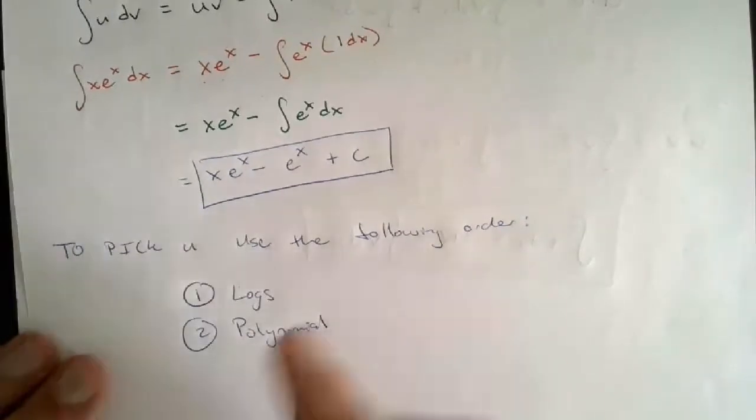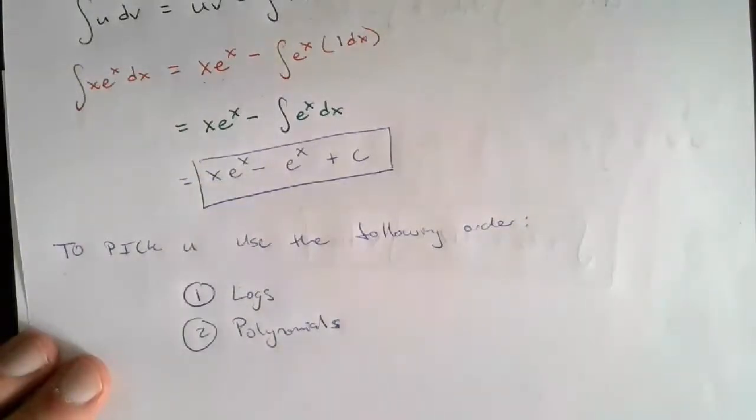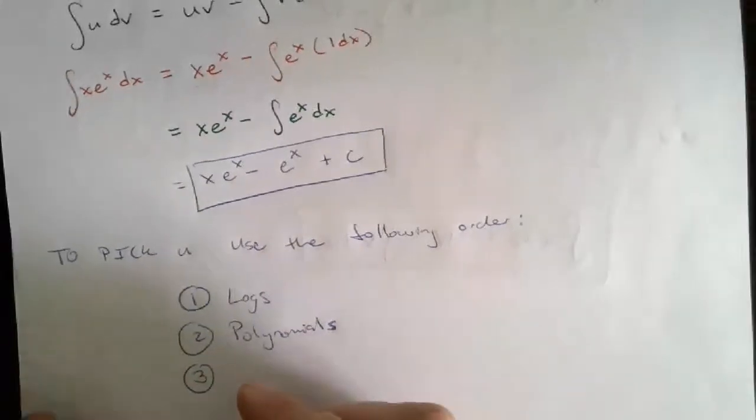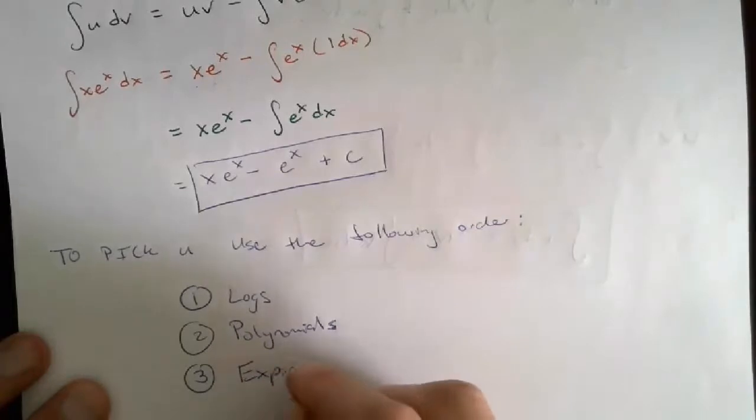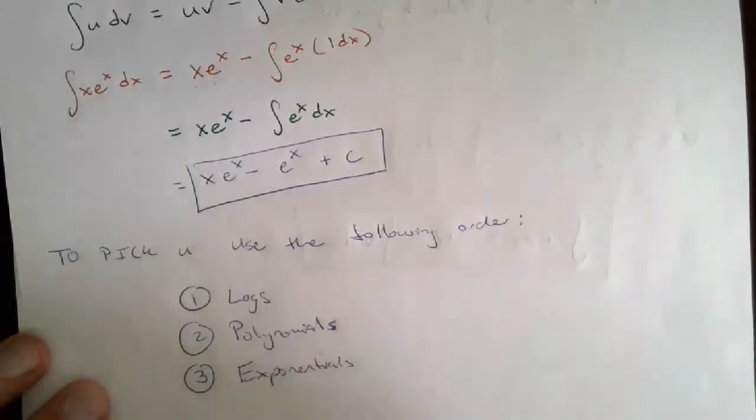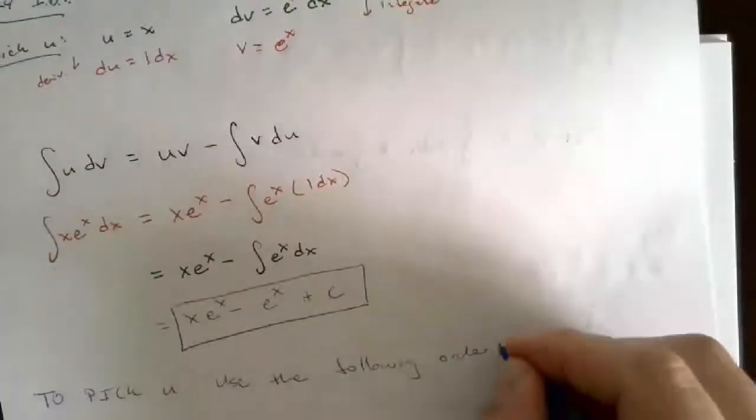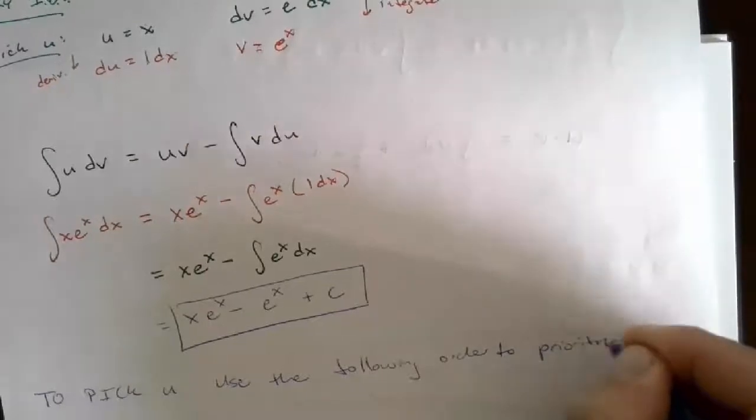Now, polynomials include single terms too. Those are monomials, something like x in the last problem. And then if there are no logs or polynomials, then you'll let u equal exponentials. So this is the priority, right? To pick u, use the following order, to prioritize, because this is the priority.